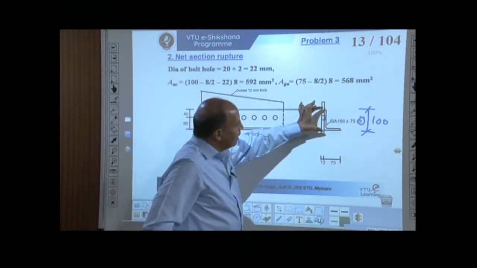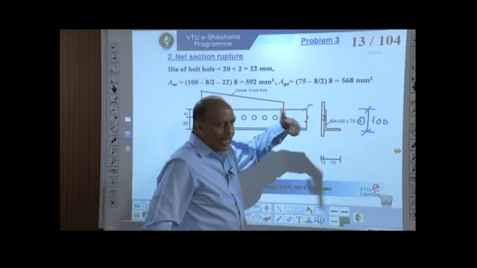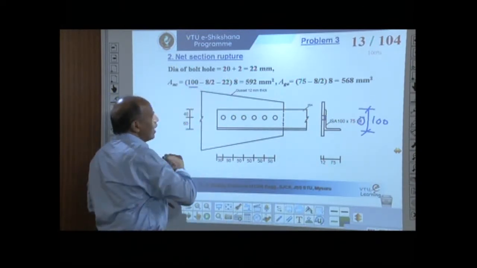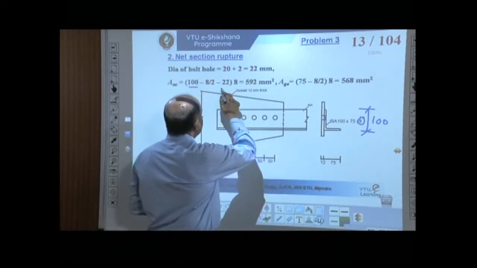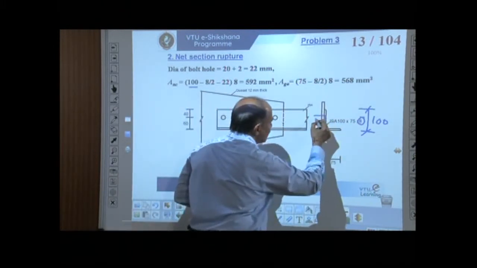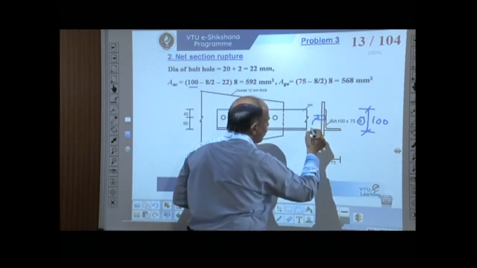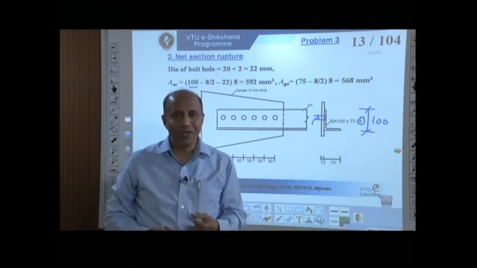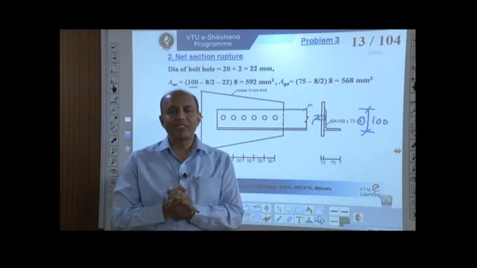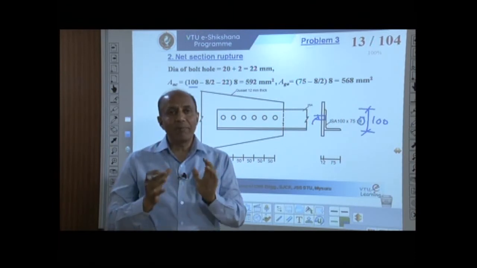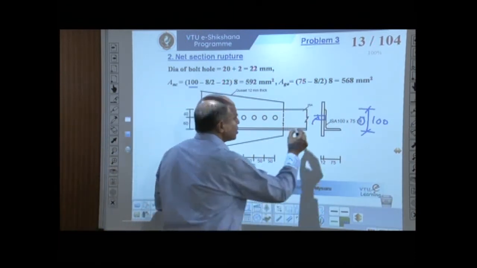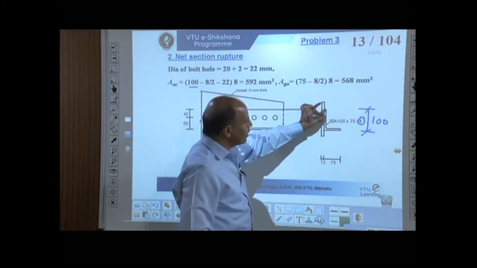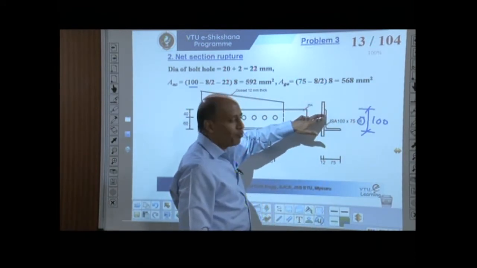Or you can deduct the opening from the width and then multiply by the thickness. So, this is nothing but 100, and then if you look at the whole diameter, the diameter of the hole is 22, that is 2 mm in excess of the diameter of the bolt. The diameter of the bolt given is 20, so it is 20 plus 2, it is 22. So, from 100, you deduct the width of the bolt hole, that would be 22.